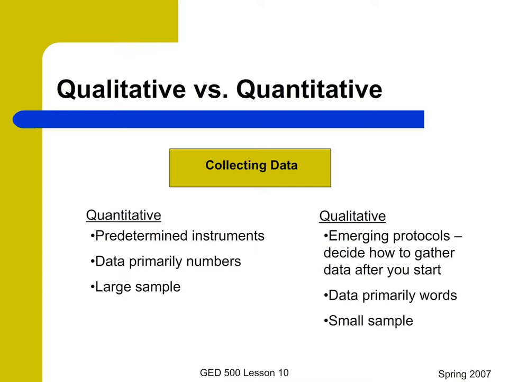But with qualitative data, in contrast to quantitative data, you have to decide how to gather your data after you start, and the protocols tend to emerge. A lot of the interview questions that you'll ask your participants tend to come from the participants themselves. You'll engage in a conversation with them, and things might pop up that you want to ask that are not really scripted or part of the script. And this data is primarily very wordy.